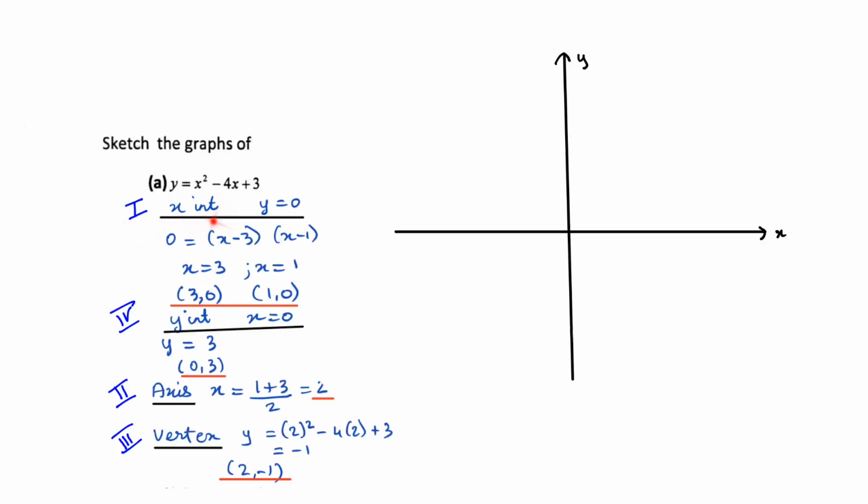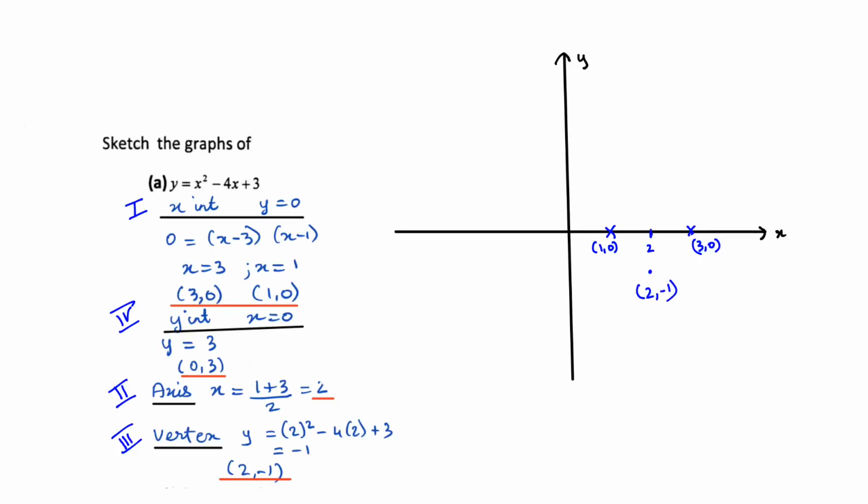The first thing we will do is plot the x-intercept, the second the axis, third the vertex, and fourth the y-intercept. It is a sketch, so it does not need to be very accurate. You can just plot here. This will be 1, 0, 3, 0. The axis will be somewhere in between here. This is going to be x is equal to 2. Just go down and make a point here. This will be your vertex, 2 and negative 1.